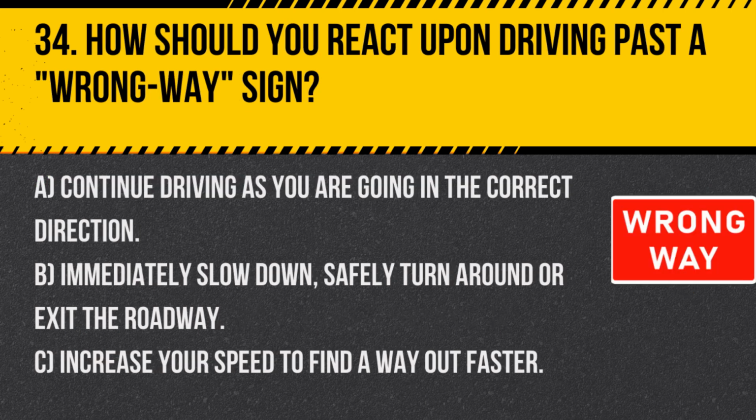Question 34. How should you react upon driving past a wrong way sign? A. Continue driving as you are going in the correct direction. B. Immediately slow down, safely turn around, or exit the roadway. C. Increase your speed to find a way out faster. Answer: B. Immediately slow down, safely turn around, or exit the roadway. This sign indicates that you are driving against traffic, which is dangerous.